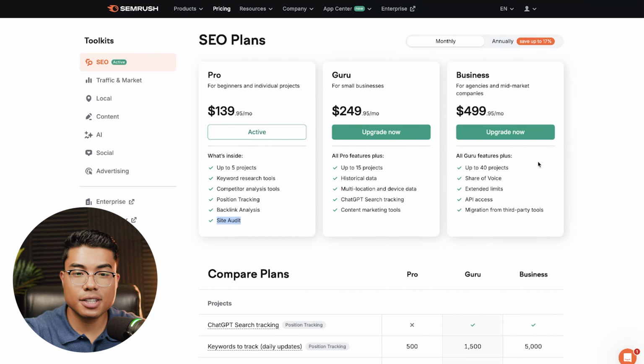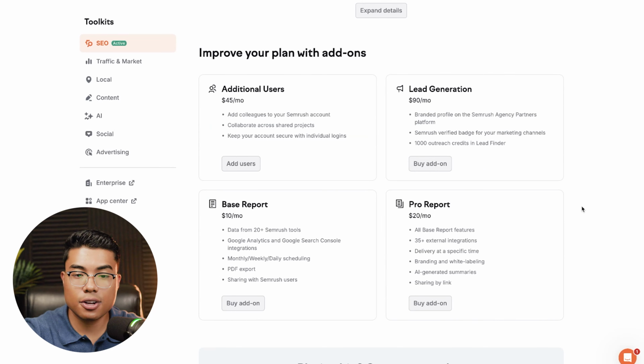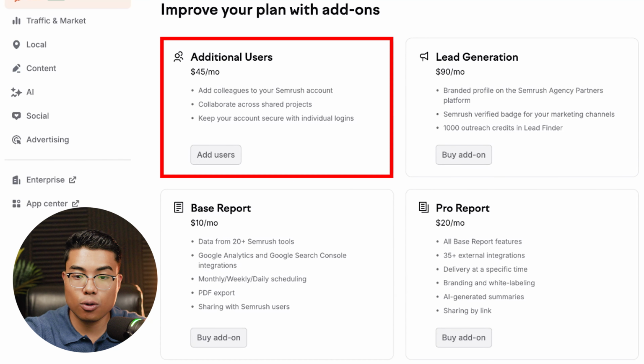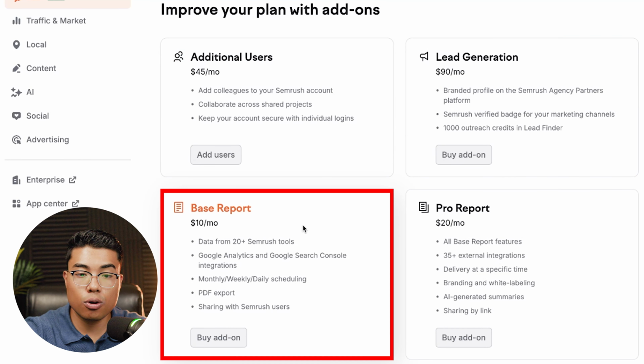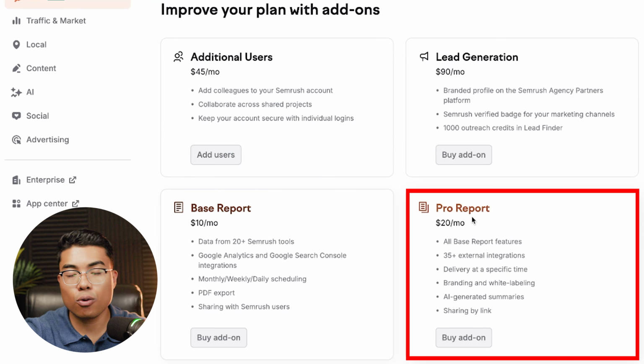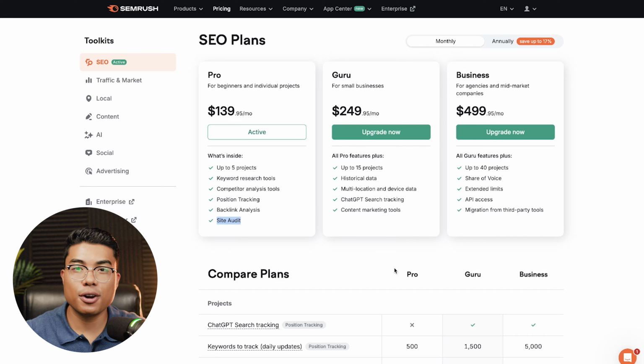Yeah, and just because you don't have all of the other stuff right here, you can add add-ons onto your plan. So you can add an additional user for $45 a month. You can add lead generation for $90 a month, a base report for $10 a month, and a pro report for $20 a month. But yeah, you don't have to pay for it right off the bat.